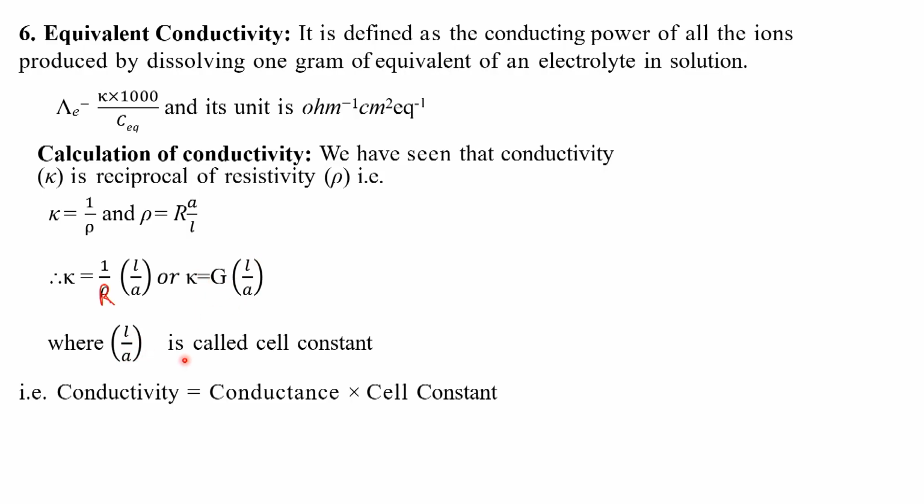Here L by A is called cell constant. That is, conductivity equals conductance, G is the conductance, times cell constant. So this is a very important thing to remember. Conductivity is nothing but conductance times cell constant.